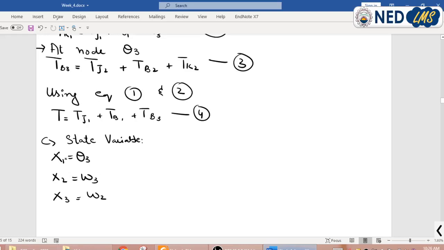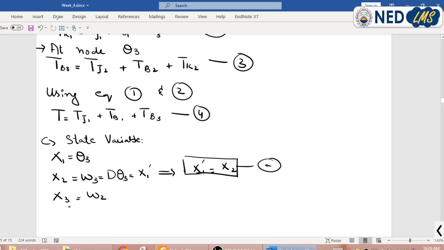I can find x1 dash directly from here, which is equal to d theta 3. Basically, change in angular displacement is equal to angular velocity. So my equation yields x1 dash is equal to x2. I will write that this is my equation A.